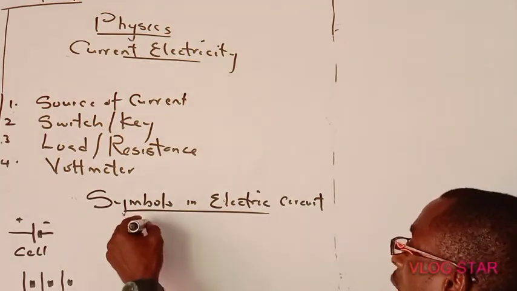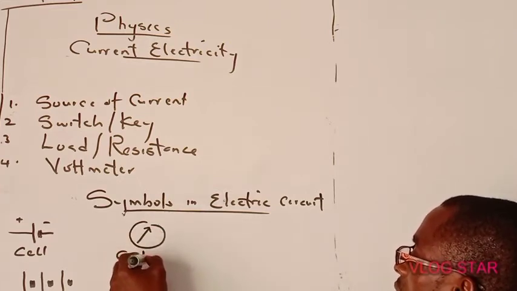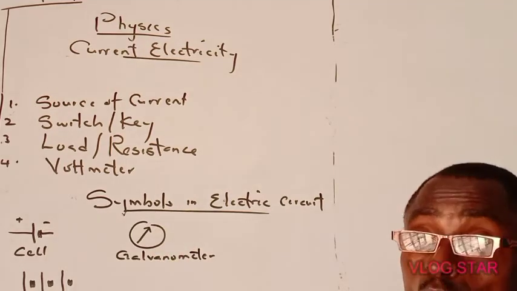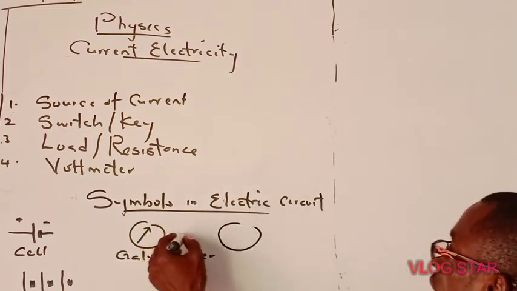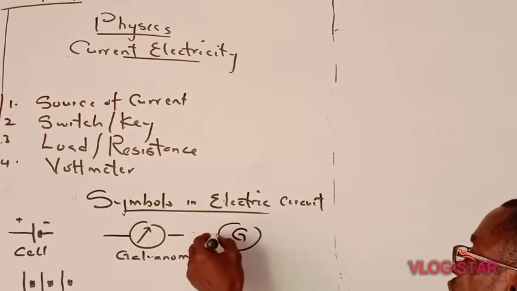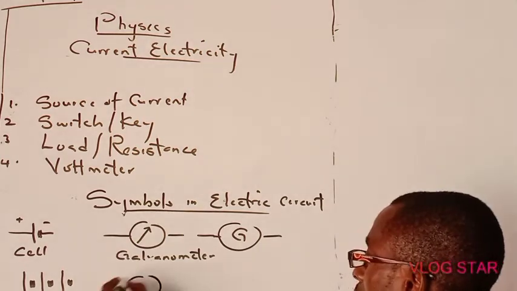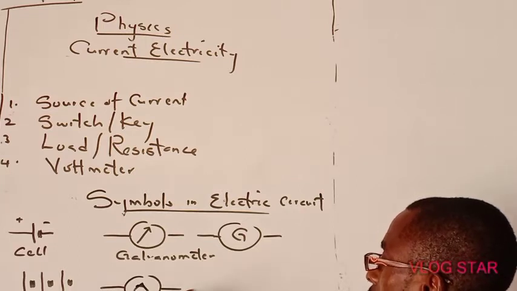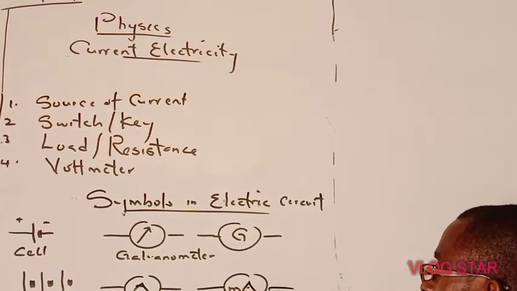Now if you have something like this and put it like this, it is called galvanometer. I told you galvanometer is used to detect small current. Another galvanometer is this, G. So these are the symbols you will see in a circuit. If you have this like this is ammeter. But if you have this like this is milliammeter.